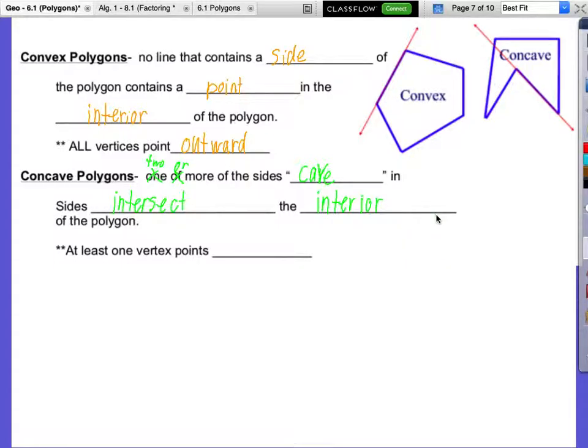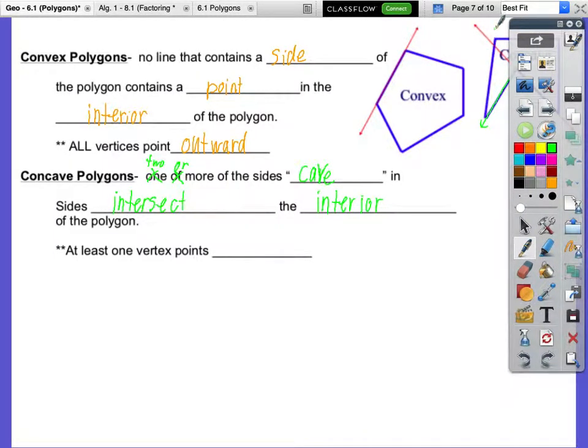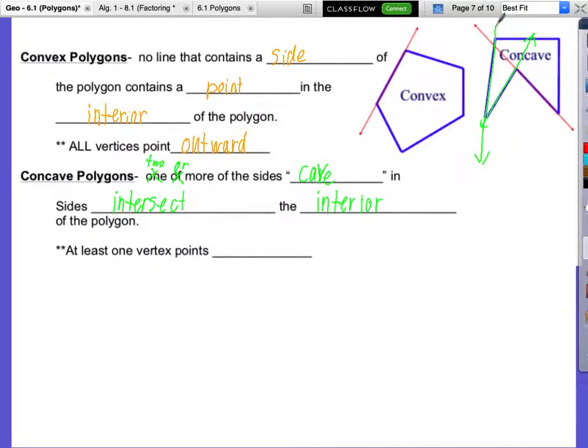Okay. So for a concave polygon, two or more of the sides cave in. Now the sides, or we can say the extended sides, kind of like we extended these sides out here, will intersect the interior of the polygon. This extended side intersects inside the polygon. Is that true for every single side? No, because if I do one here, it doesn't intersect. If I do one here, it doesn't. So as long as one or more does, it's going to be a concave instead of a convex.